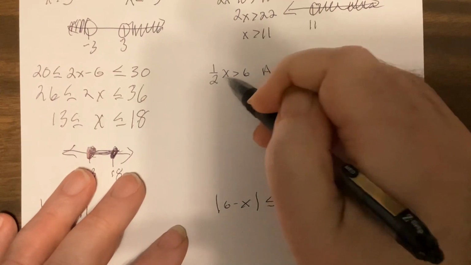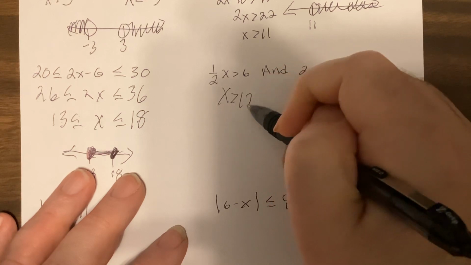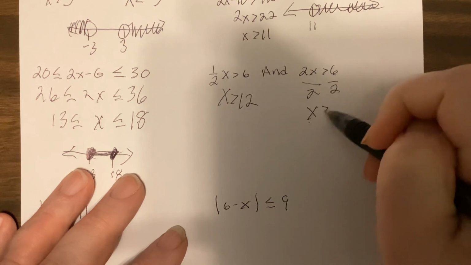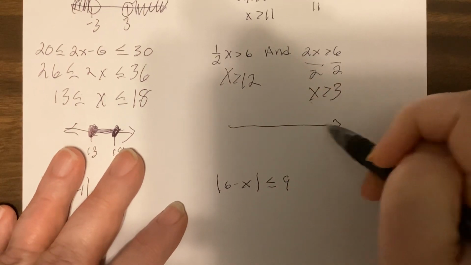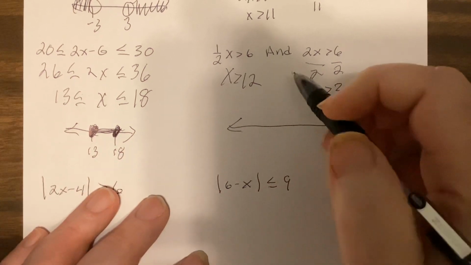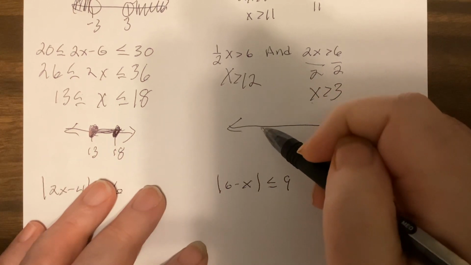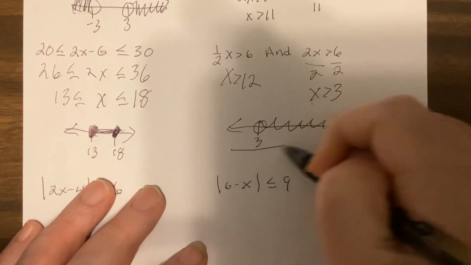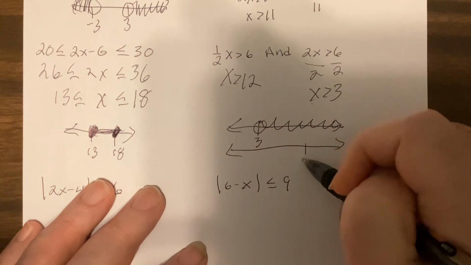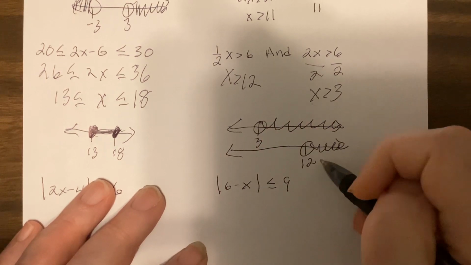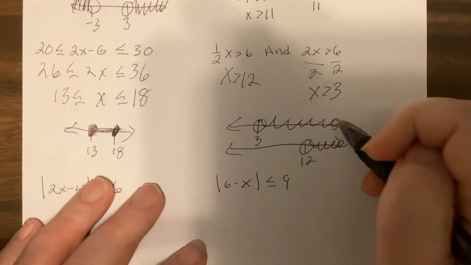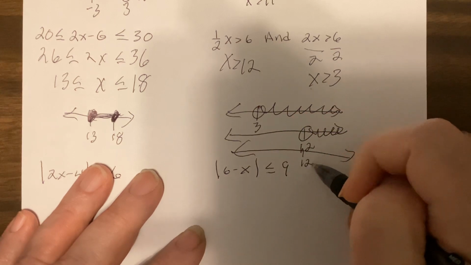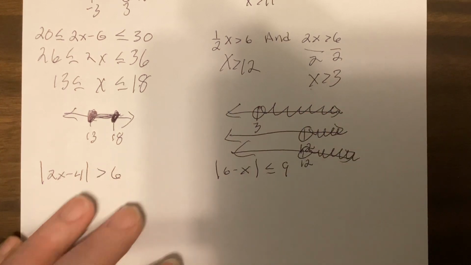So this one, multiply both sides by 2. Divide both sides by 2. So it has to be true for both. So here's greater than 3. Here's greater than 12. What is true for both? Anything in here. So it'd be any number bigger than 12. Remember, and if it's the same direction, it's the shorter one.